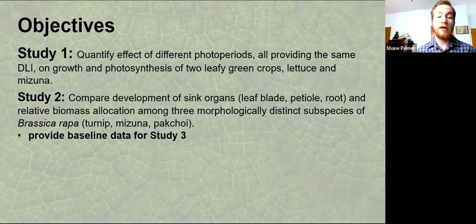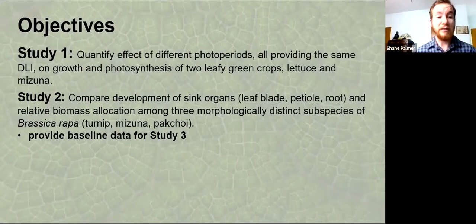And after that, I did another study where I was looking at the development of relative biomass allocation in specific sink organs. In this case, I looked at the leaf blade, petiole, and root, and how the biomass allocation to these sinks changes among 3 related subspecies of Brassica rapa, which is turnip, mizuna, and pak choi. And they're important because they're morphologically distinct from one another despite being genetically related.